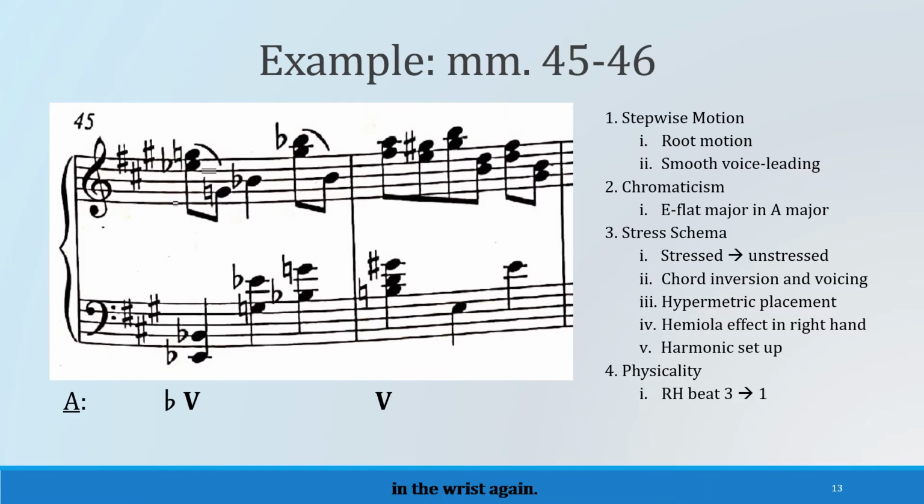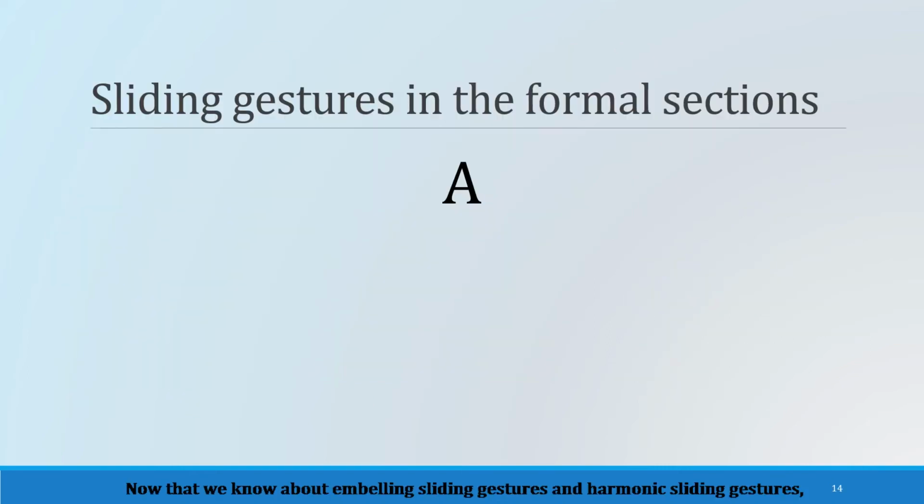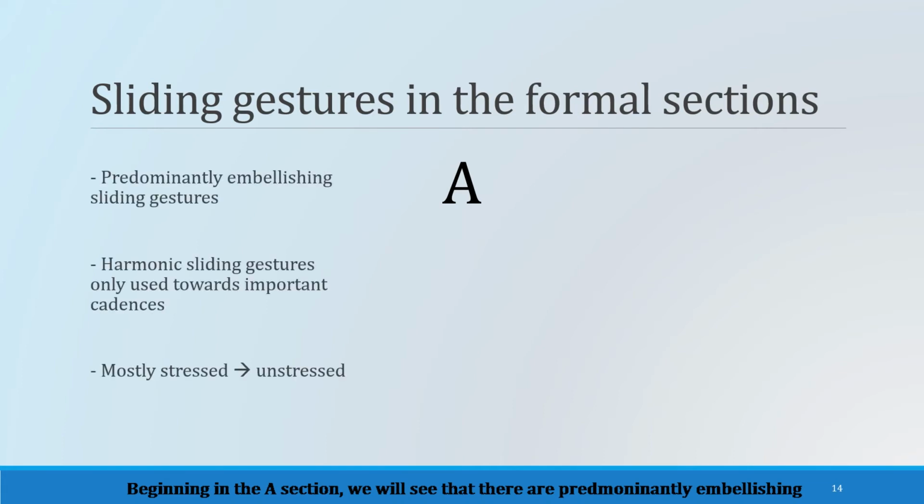In the wrist again. Now that we know about embellishing sliding gestures and harmonic sliding gestures, we can really start to see how Florence Price has composed them into the various sections of Rainbow Waltz. Beginning in the A section, we will see that there are predominantly embellishing sliding gestures happening at the musical surface. The harmonic sliding gestures that are used are really only reserved for important cadences, namely halfway through and at the end of the section, and most of the gestures are stressed to unstressed.